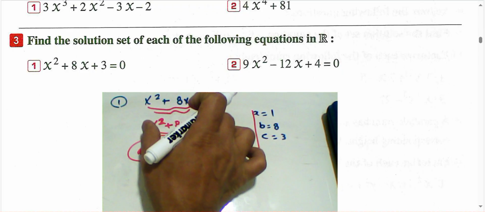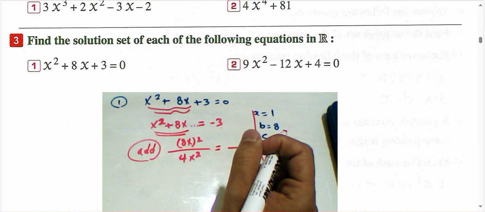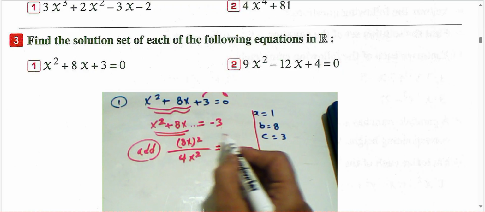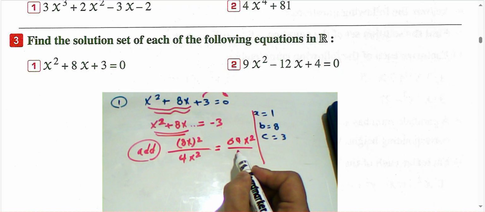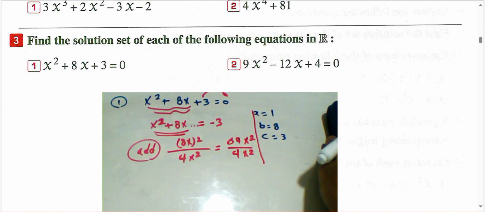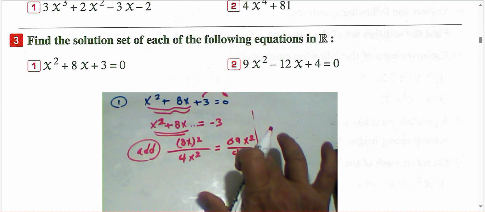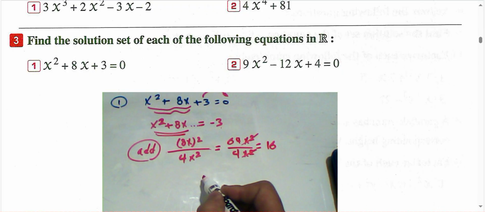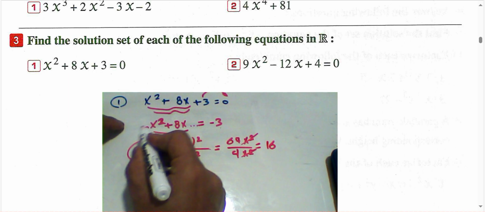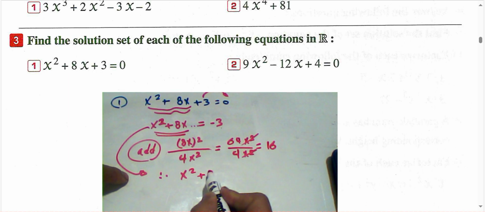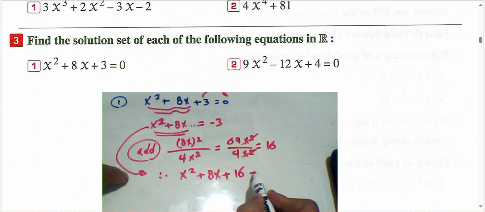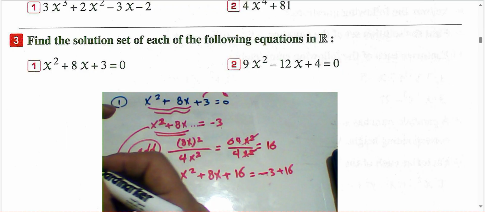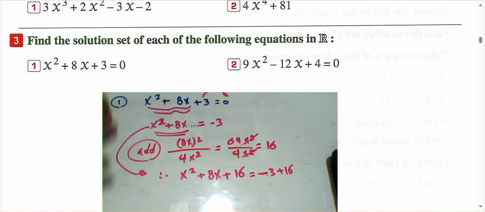So we move 3 to the left-hand side first. Also 8^2 equals 64, over 4x^2, times x^2. You can simplify this expression. 64 divided by 4 equals 16. x^2 divided by x^2 equals 1. Then in this expression we write x^2 + 8x, put here 16 and -3. So we must add 16 here and 16 here.